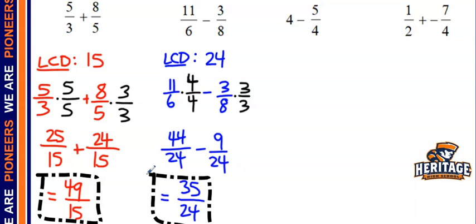Now, this third example is a little unique because of the fact that we don't have a fraction. We have a natural number minus a fraction.